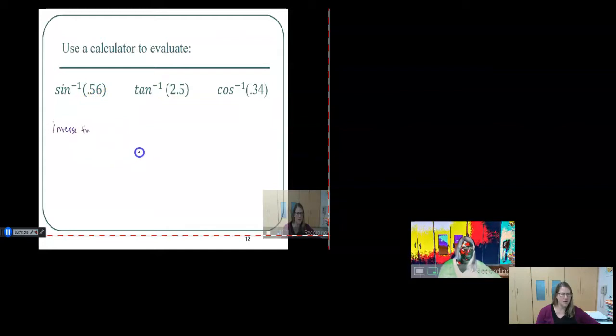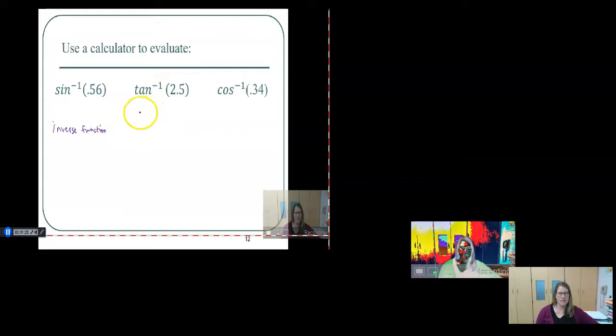So every mathematical operation has an inverse. So like the opposite, or the inverse of adding, is subtracting. The inverse of multiplying is dividing. The inverse of squaring is square rooting. So basically in an equation, if you want to undo something, you use the inverse. Same thing applies for sine, cosine, and tangent. The inverse of sine is sine inverse.